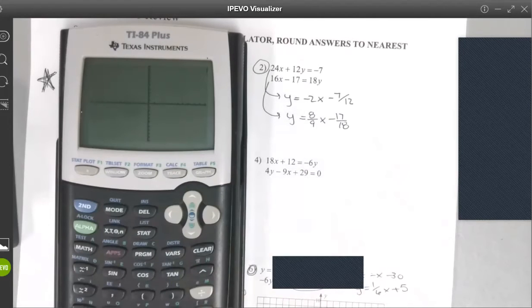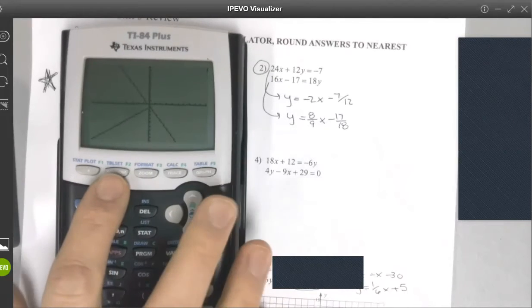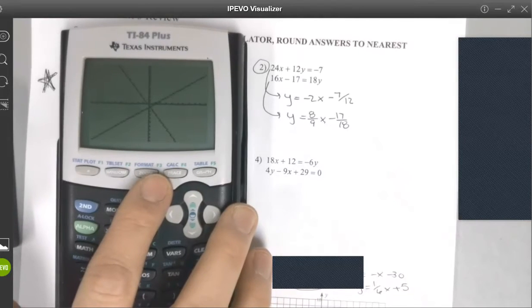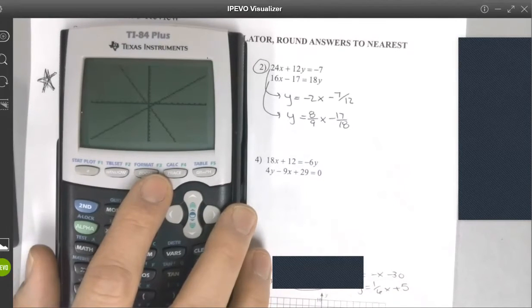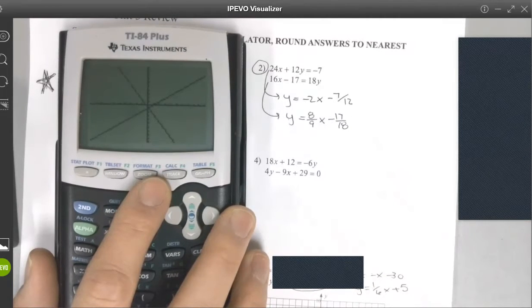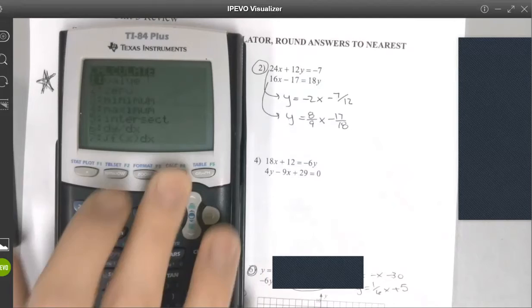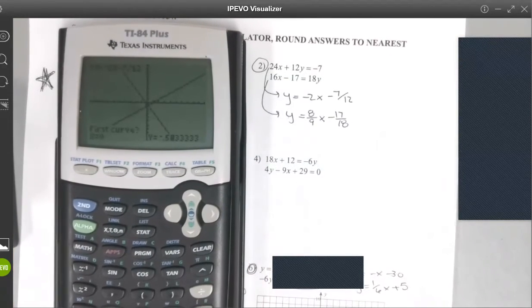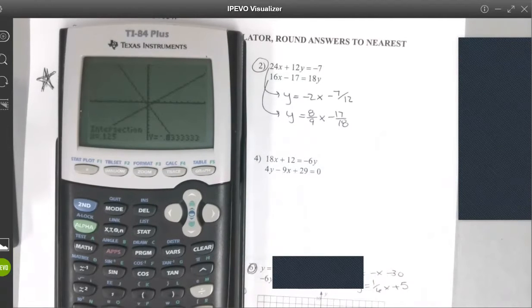Then I go to my graph. If something's weird with our graph, we can adjust the window or how it's zoomed in with these two buttons. My graph's fine now. And then where do I go to find my intersection point? Second trace, yep. And then in my menu, I want option 5. And I have to enter, enter, enter. And there's my intersection point.